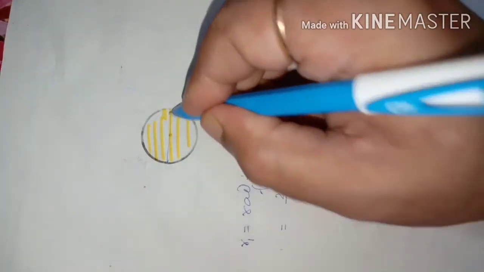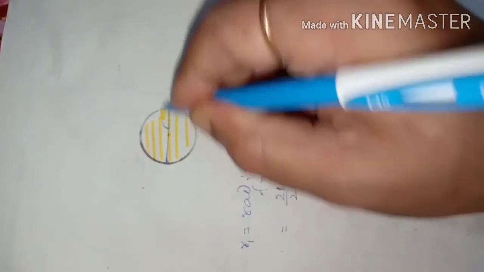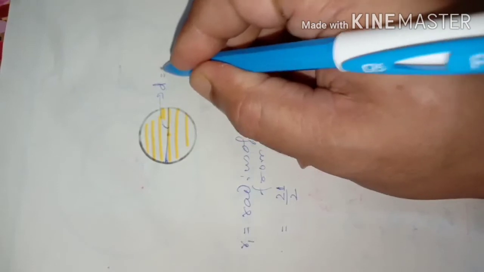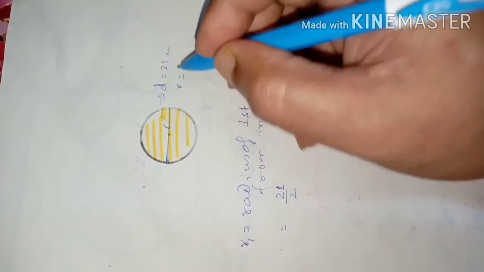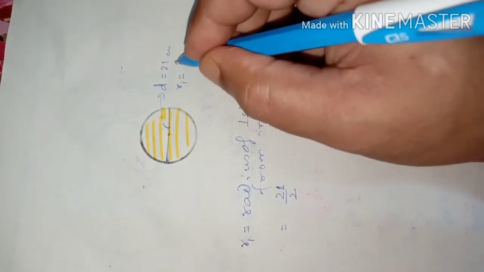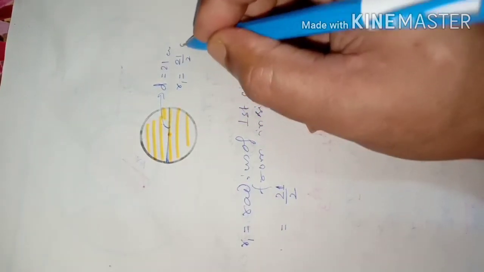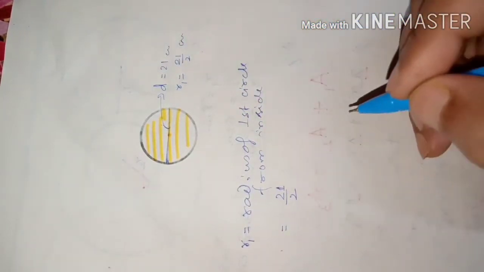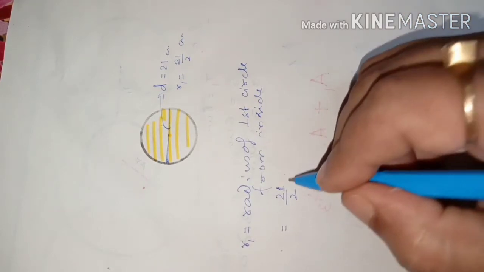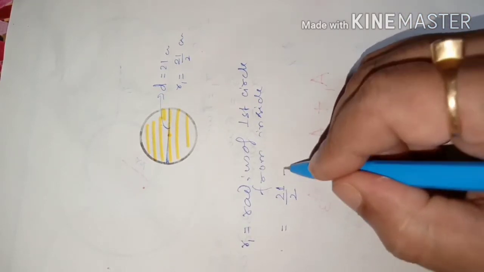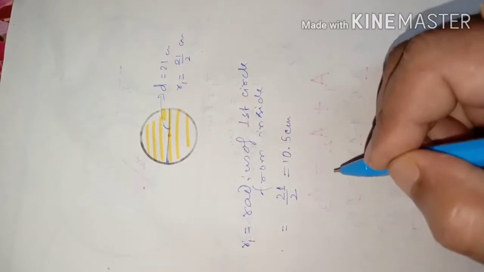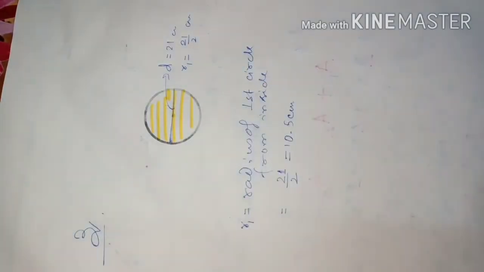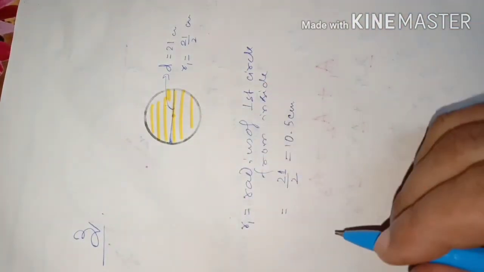What is the length given from here to here? 21. This is the diameter, the diameter is 21. Then radius will be half of that. Radius 1 is diameter by 2, that is 21 by 2 centimeter, which is also 10.5 centimeter. Question number 3 is going on. So what is the area of this gold region?